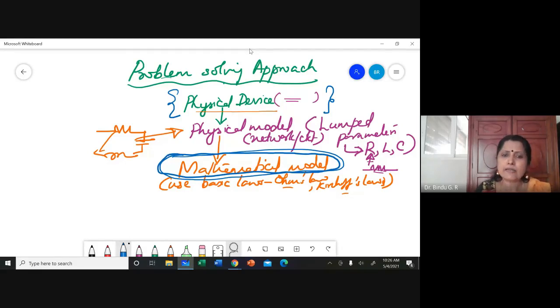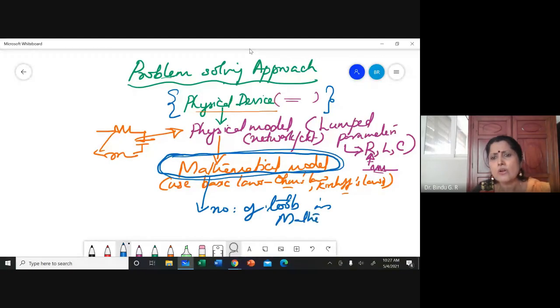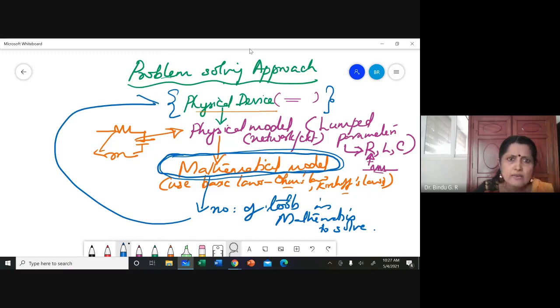Now, when I get the mathematical model, I can always use a number of tools in mathematics to solve and get an idea about the problem. Then I go back to the physical device. This is what an engineer or a designer, whoever it is, is doing. Basically, this is being done in your engineering.